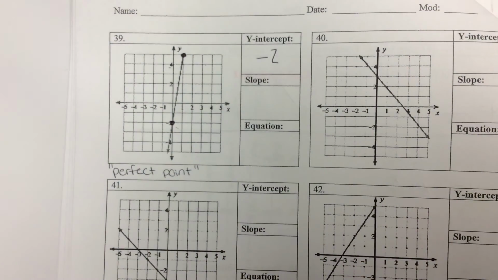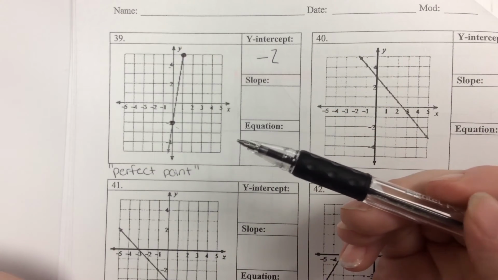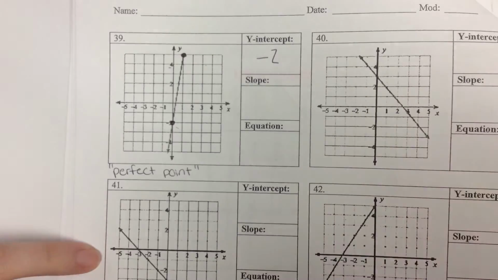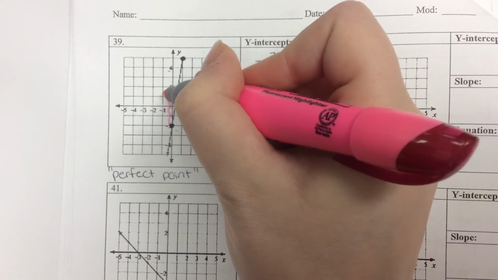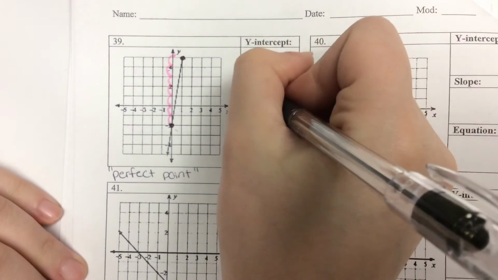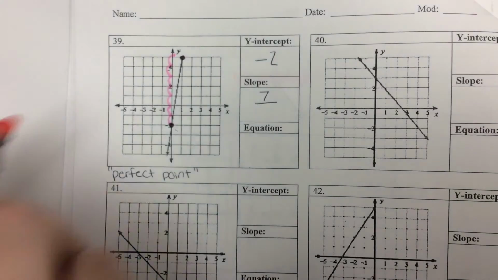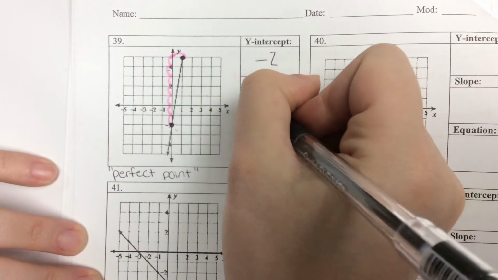Okay. Now, how do I find the slope between these 2 points? How did we do it back in chapter 3? We literally just need to count. All right. We're going up, so it's going to be positive. 1, 2, 3, 4, 5, 6, 7. So we have a rise of 7 over a run of 1. So our slope is going to be 7 over 1.